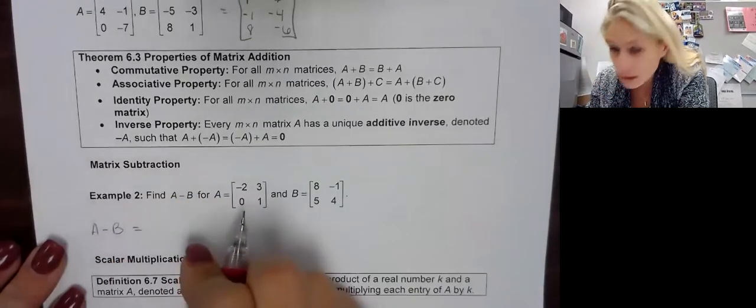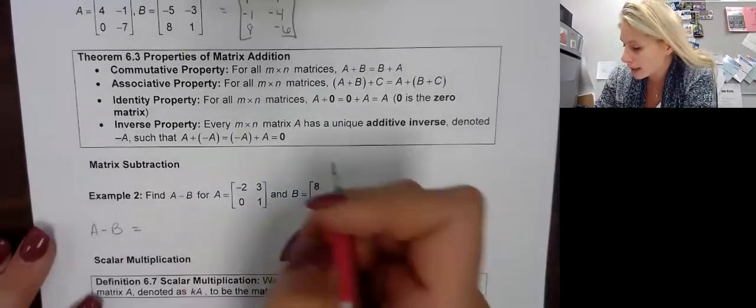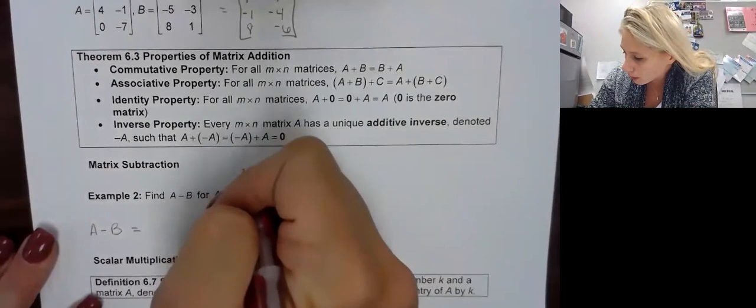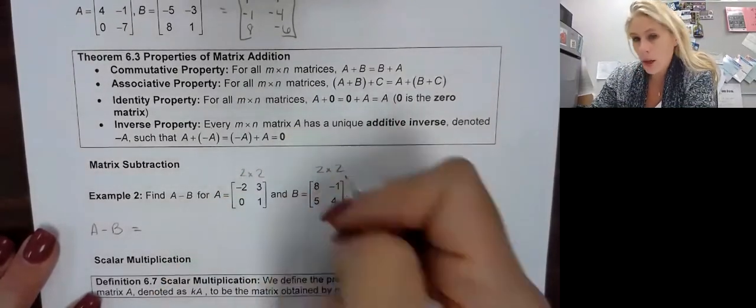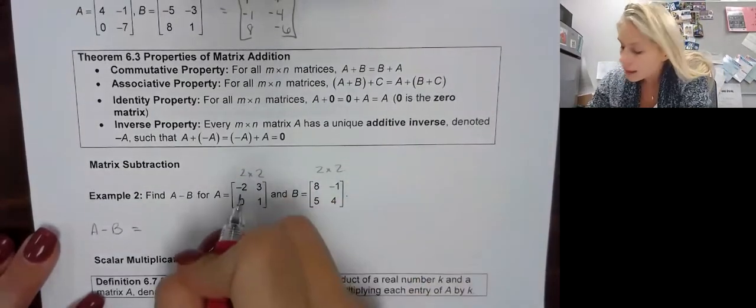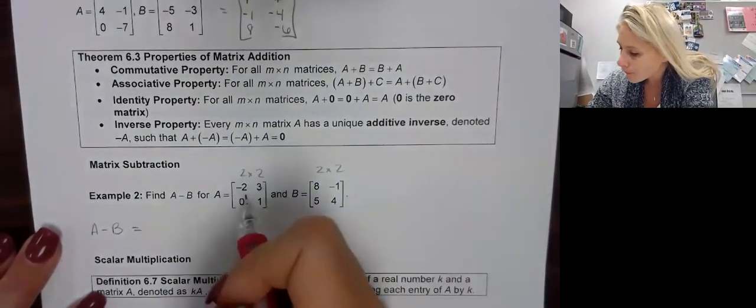Okay, so first of all, I have to make sure they're the same dimensions. This is a 2 by 2, and this is a 2 by 2. So I know I can subtract them. Then I'm going to subtract each entry.